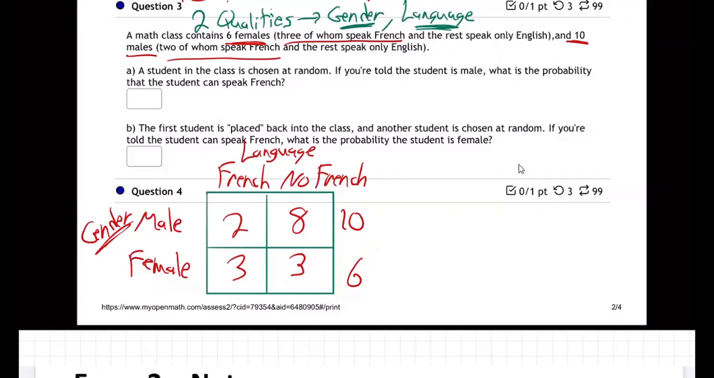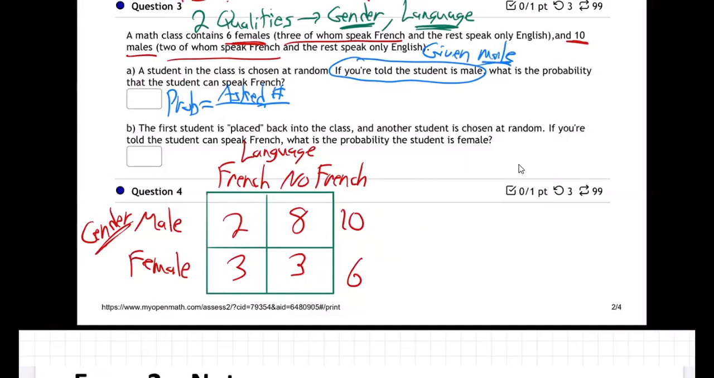Here we go. A student in the class is chosen at random. If you're told the student is male, what is the probability that that student can speak French? If you're told they're a male, so remember how probability works. Probability is the asked-for number over... now, is this a given? Yeah, you're told they're a male. That's the same thing as given.